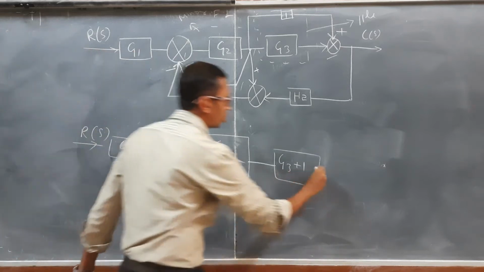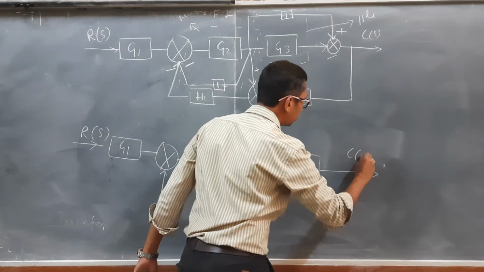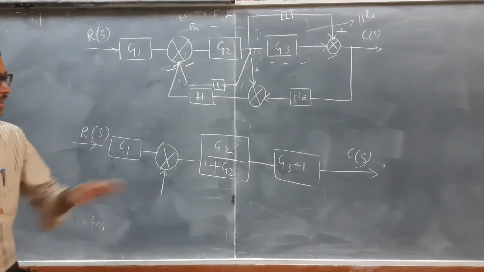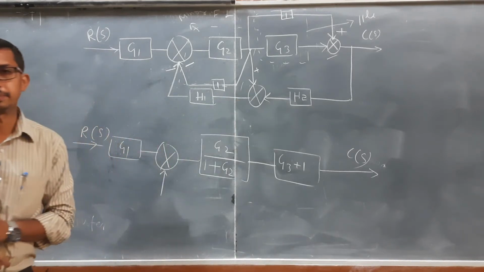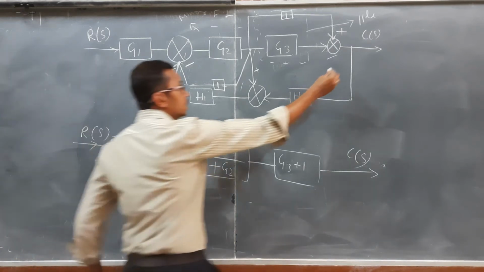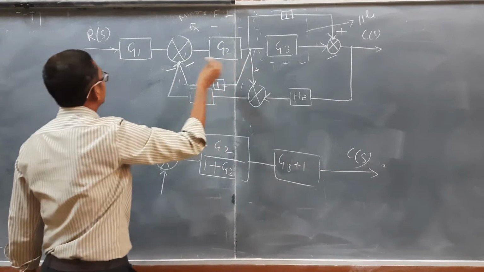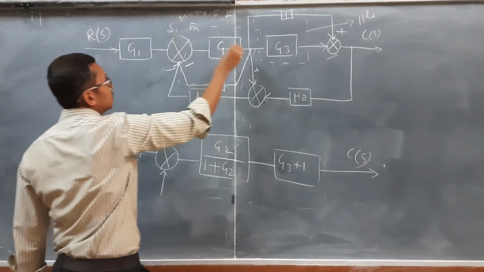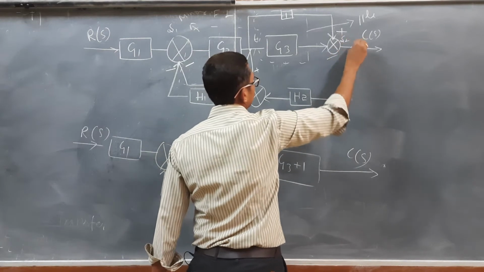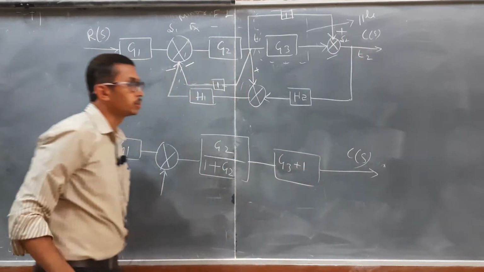Next, what do we have? We have the output C of S. Now I need to eliminate this summing point. How to eliminate the summing point? See, from this takeoff point, let me name this one as summing point 1, and this is takeoff point 1. This one is already eliminated: summing point 2 and takeoff point 2.